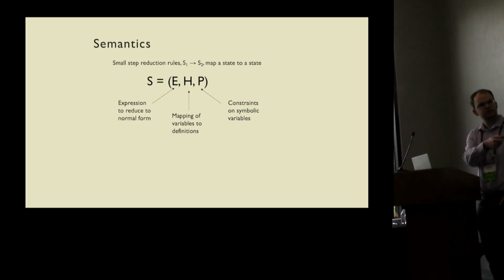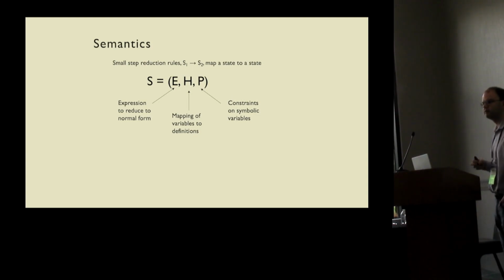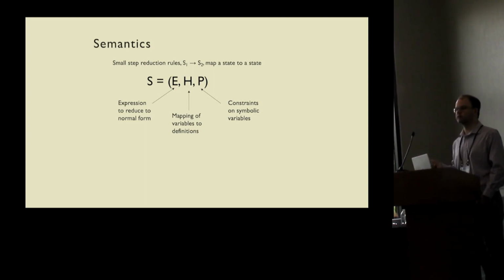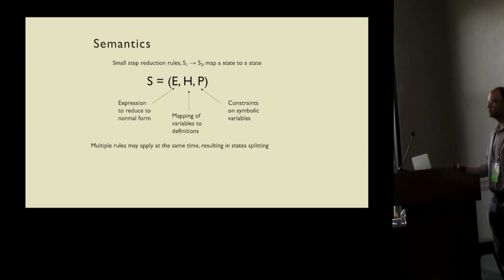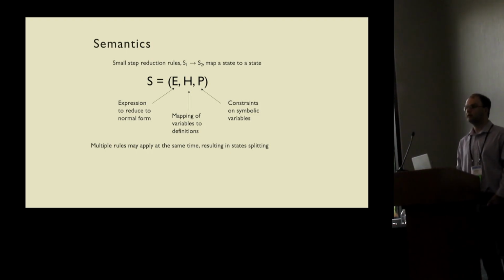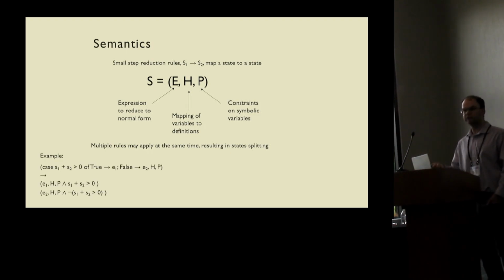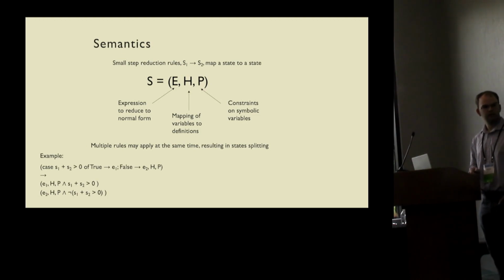So this expression is being reduced to a normal form. I'm going to leave a little vague what that normal form is for now, and we'll come back to it later in the talk. During symbolic execution, multiple rules might apply, and this is what gets us the branching behavior in symbolic execution. So we saw this with the example at the beginning. We can also see this with this example.